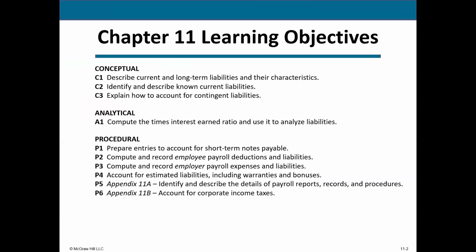So for today, we're going to talk about current and long-term liabilities. Remember, a liability is anything that we owe to someone else. Current liabilities are payments that are due within 12 months or less, and long-term liabilities are obligations that are longer than 12 months. So current, 12 months or less; long-term, longer than 12 months.